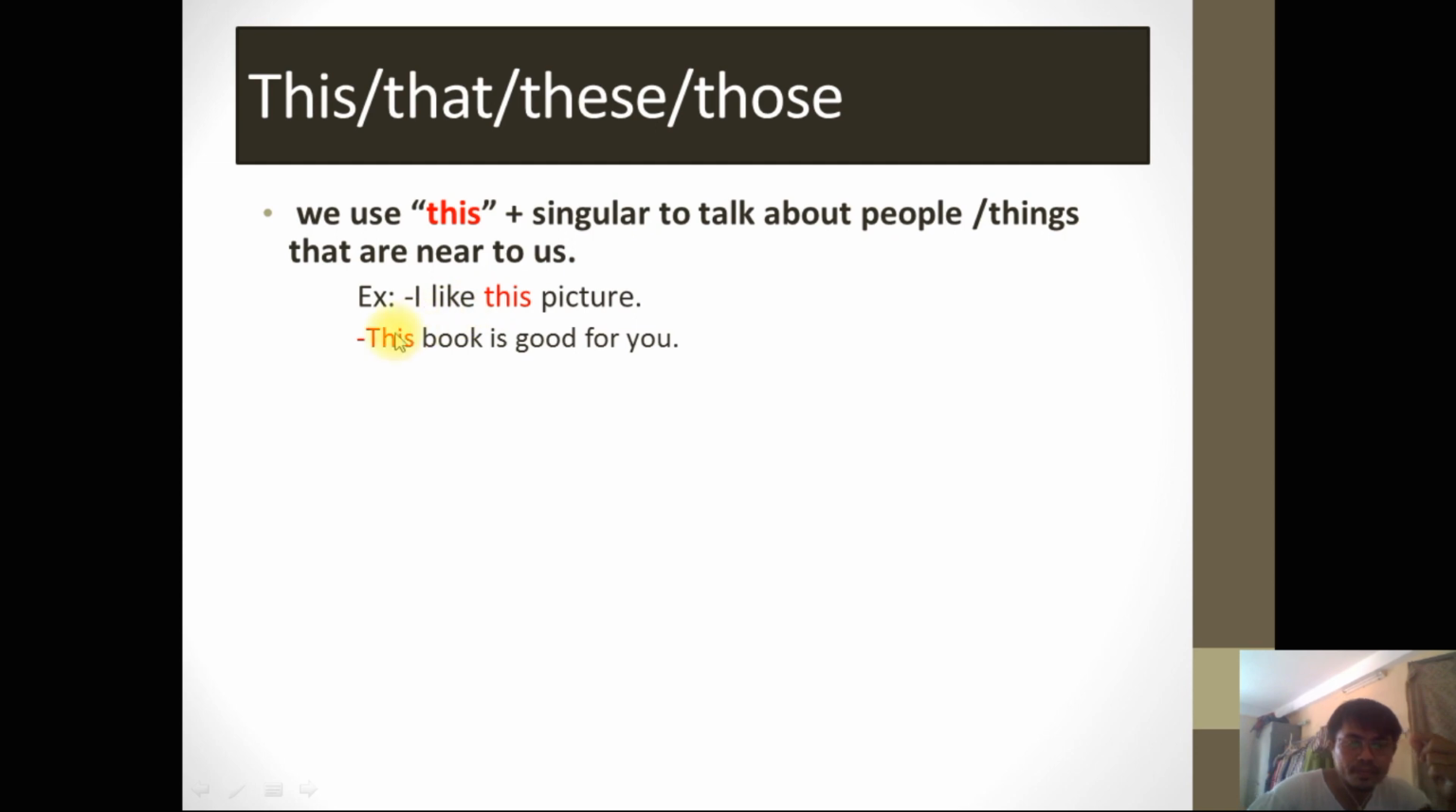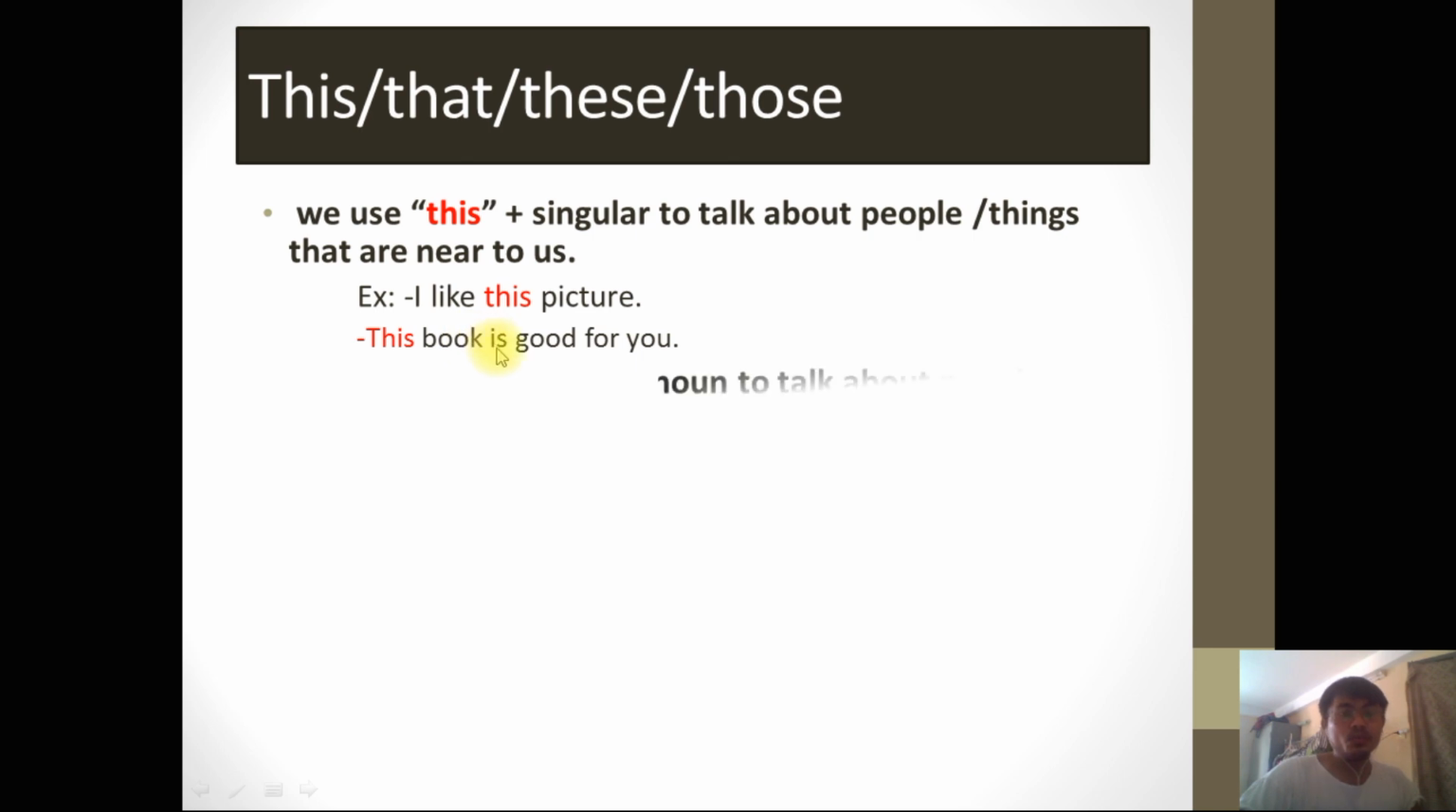The second example: this book is good for you. I can see the book. The book is near to us, and it's singular as well, right? So we use this. You can make another example with this: the noun is singular and near to us.